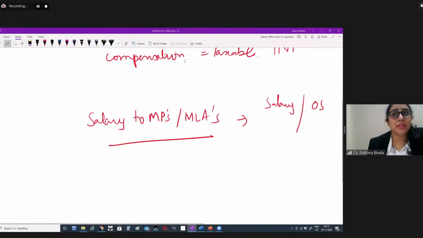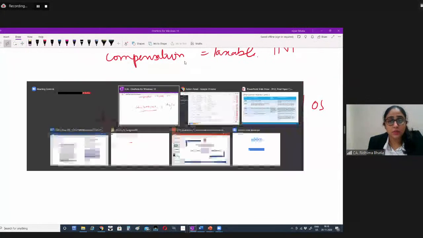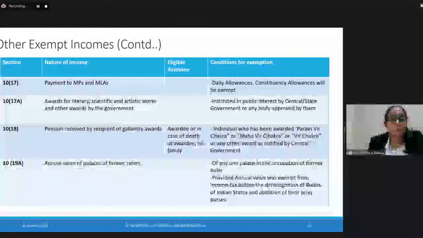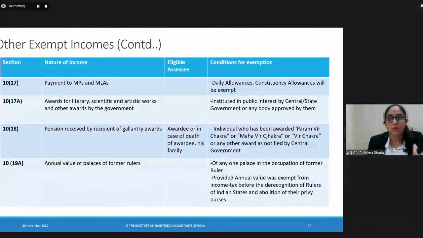Because MPs and MLAs do not have an employer-employee relationship with the government. Yes, if you are deployed in any ministry, say Ministry of Home Affairs or Ministry of External Affairs, and you're getting paid, that is your salary. But for MPs and MLAs, salary always goes into other sources. Now coming to the constituency allowances and daily allowances. They are paid allowances for their daily needs, and constituency allowance is based on the constituency they are placed in. Whatever they get as allowances would be exempt. I'm again saying only these two allowances, but salary is taxable in other sources.